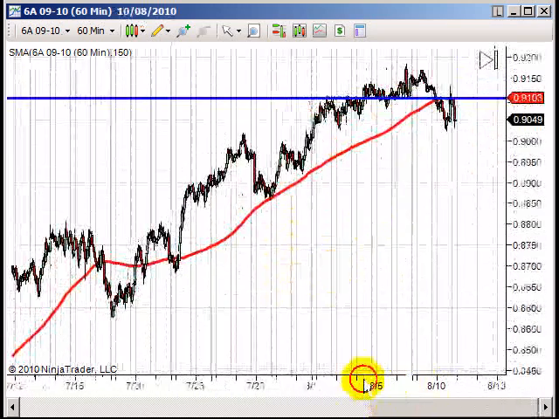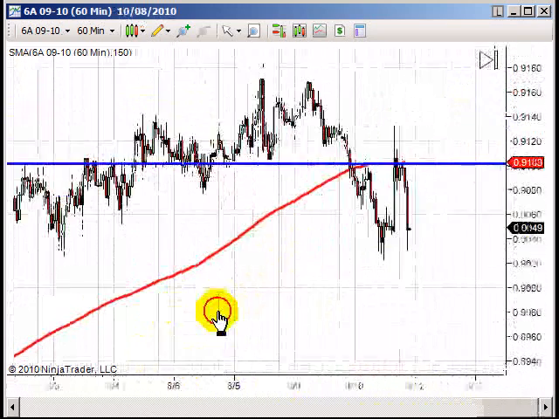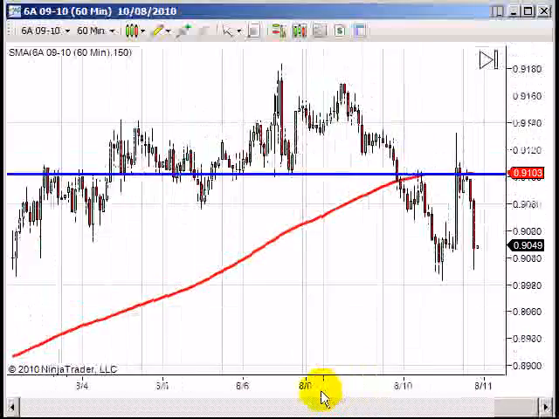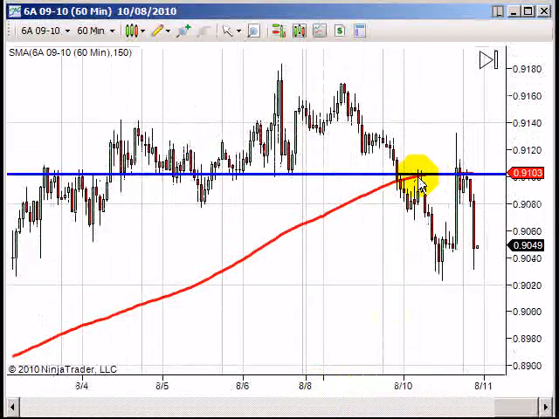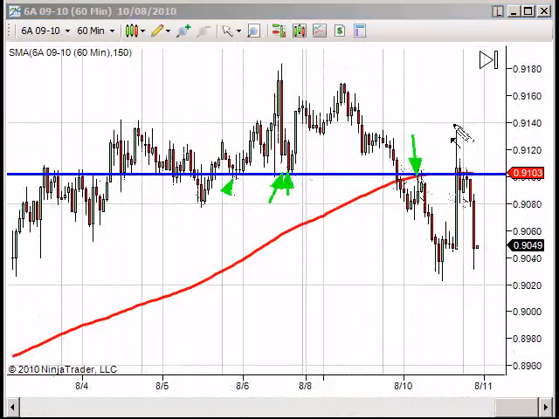So let's bring it into a smaller time frame chart now. What we can see right now is the market actually hit this resistance level here. You can see this support level through here, came up, hit this now as resistance, and now it's getting rejected, and it's also below the 150 moving average.